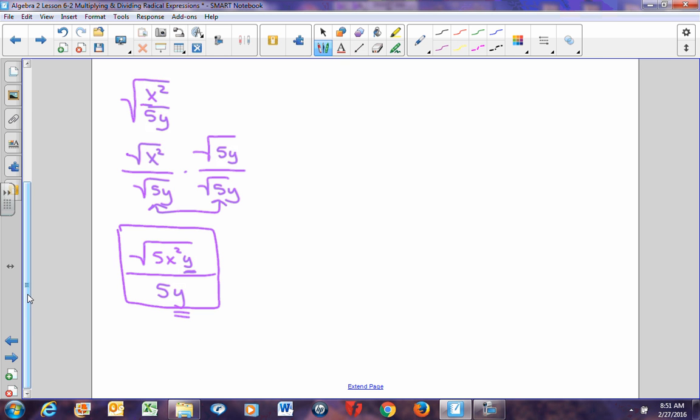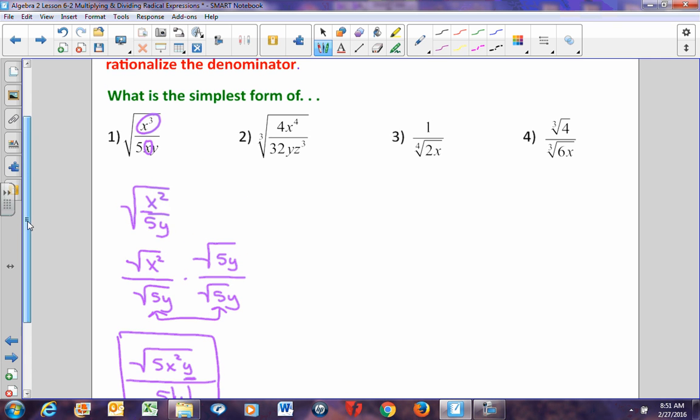Should we have the absolute value symbol on the y? Most likely, yes. So make sure you put that absolute value symbol there, because we took an odd number of variables, one y, out of an even number group. So don't forget that as well. Now that's easy because we've done square roots before.